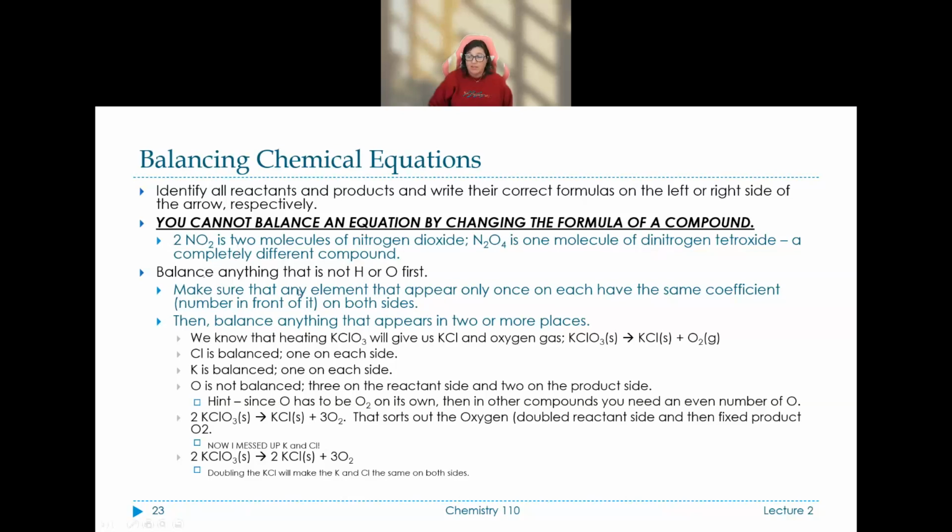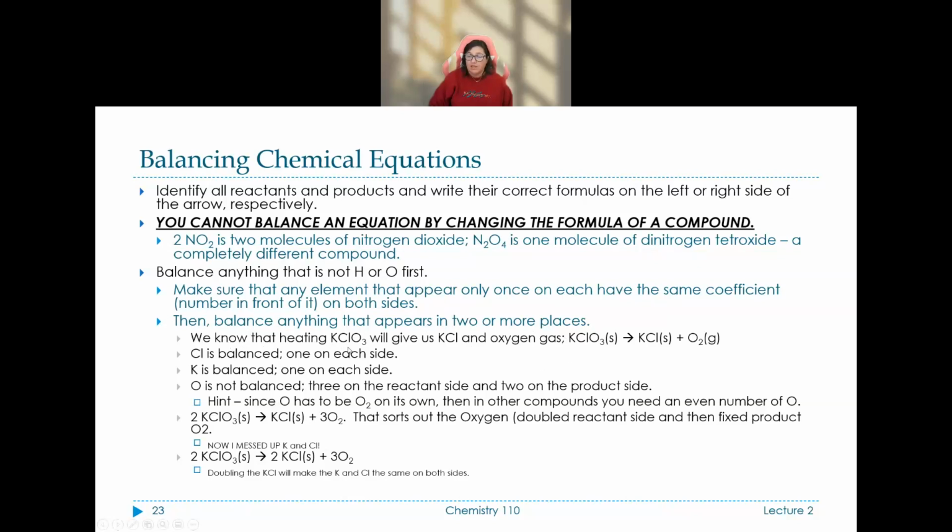You want to balance anything that's not H or O first. Make sure that any element that appears only once on each side has the same coefficient on both sides. Then we want to balance anything that appears in 2 or more places.